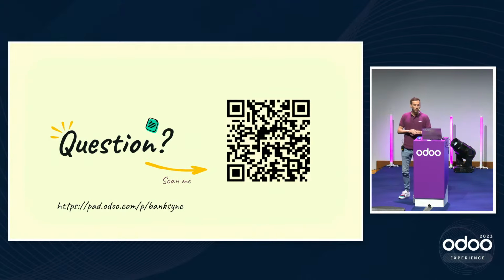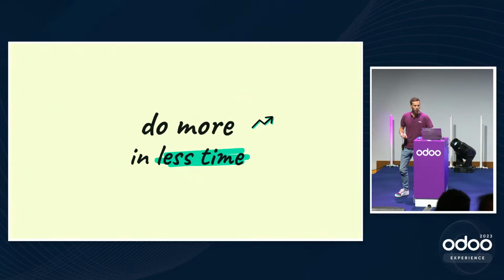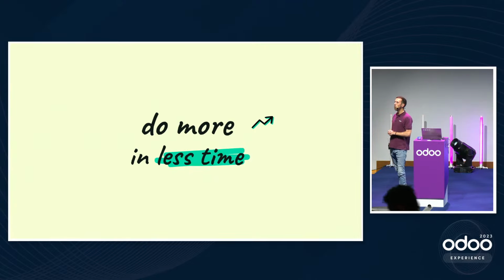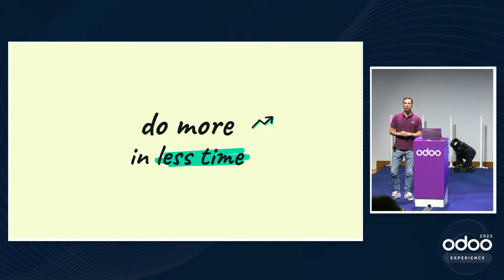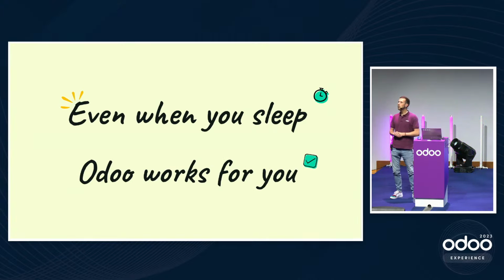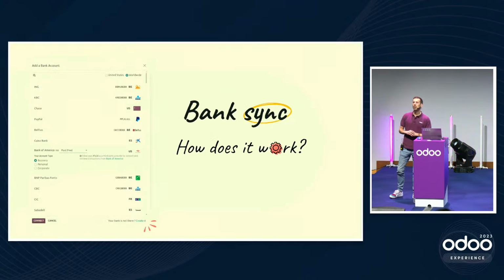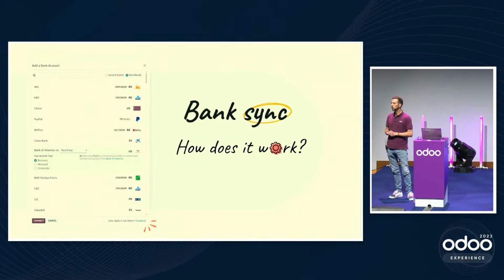When we talk about bank synchronization, we talk about automation. And when we talk about automation, we talk about the ability to do more in less time. But with bank synchronization, we can even go further, and we can say this: even when you sleep, Odoo will work for you. So, first things first, maybe, what is the bank synchronization and how does it work?